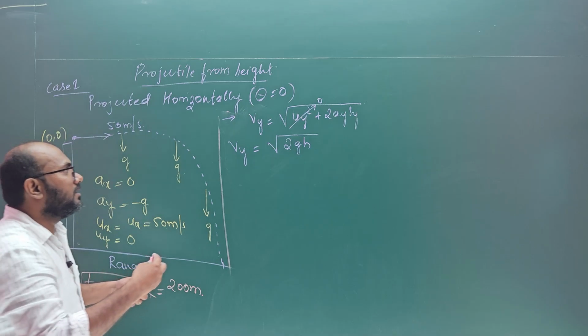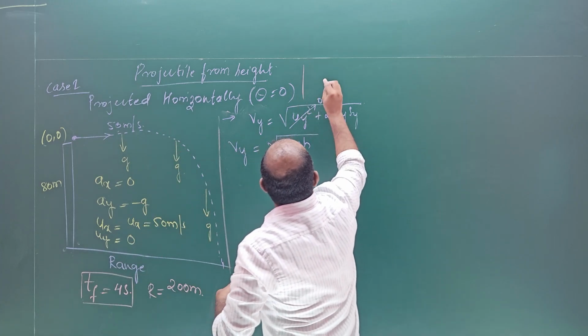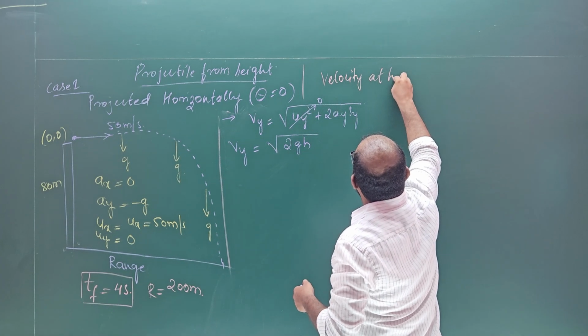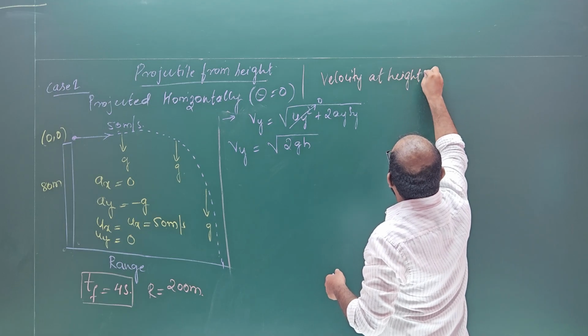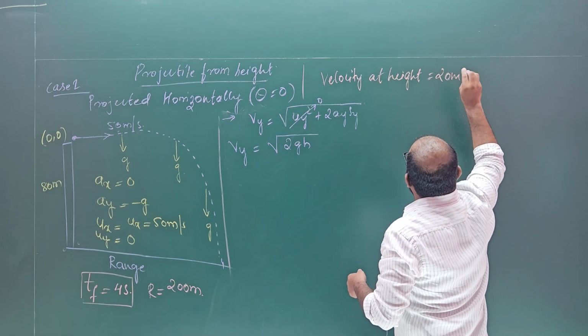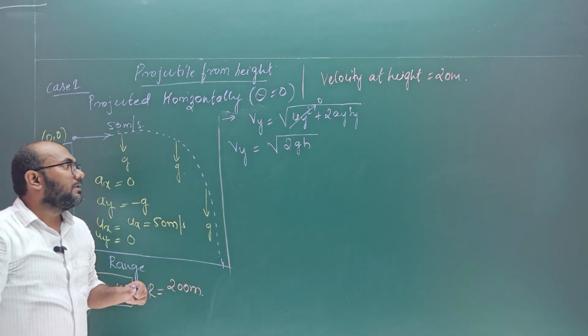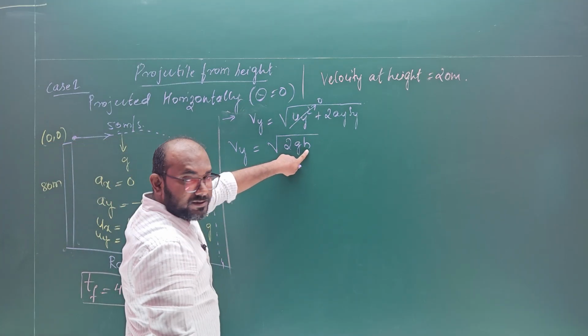Let's say they are asking you to calculate at a height of 20 meter. So what are we finding now? Velocity at height h equals 20 meter. Let's say 20, 30, 40, whatever you want to take. Now, substituting the value of h here.